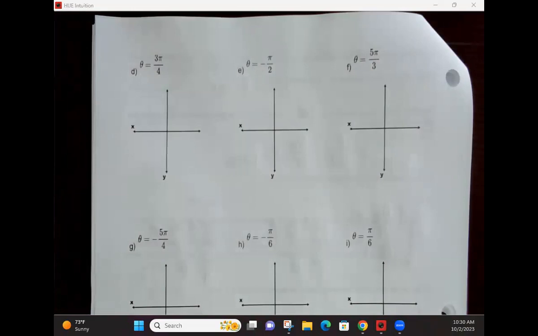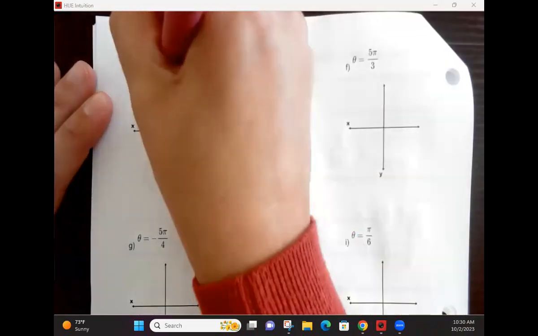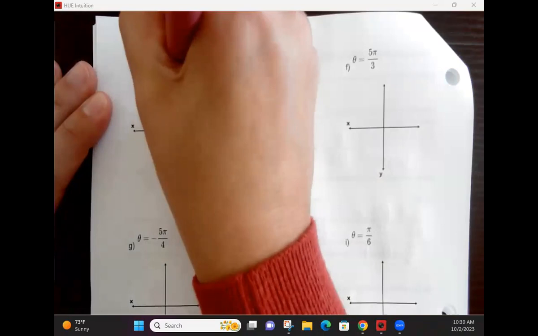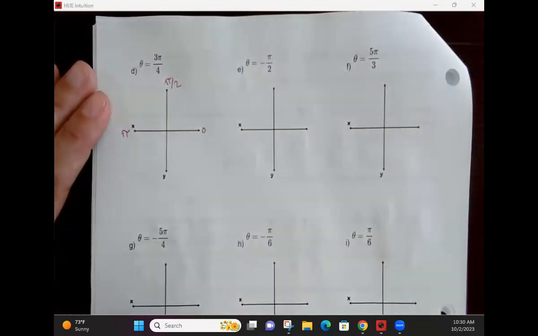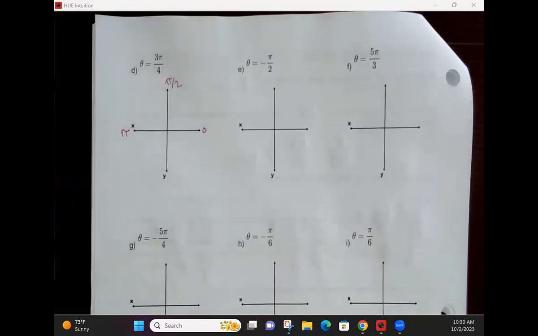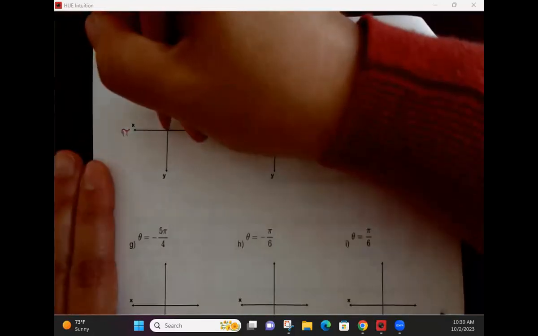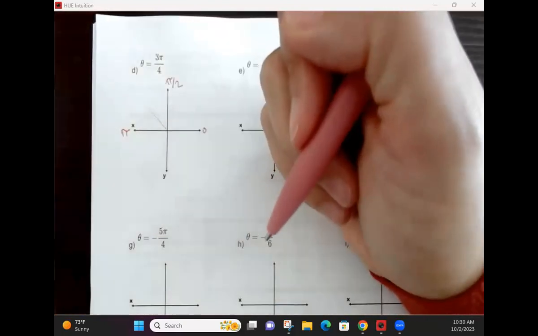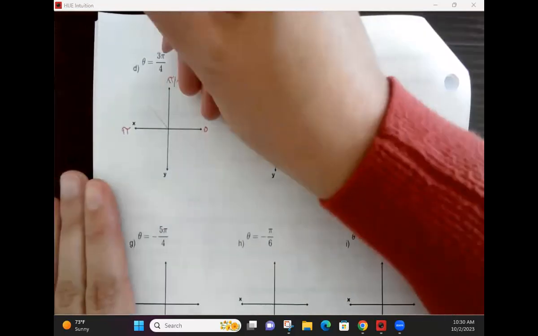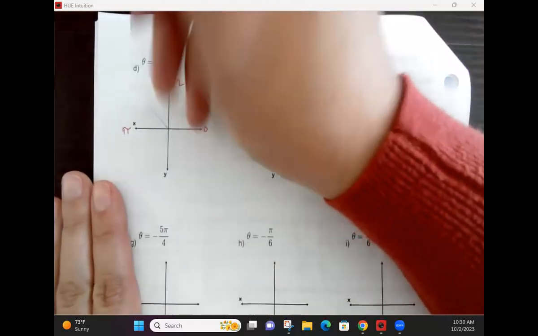3 pi over 4. 3/4, right? So 0. This we know is pi over 2. This is pi. 3/4 should live in what quadrant? The second quadrant. It should live over here. It should be halfway between 1/2 and 1. 3/4 is halfway between 1/2 and 1. So 3 pi over 4 is halfway between pi over 2 and pi.